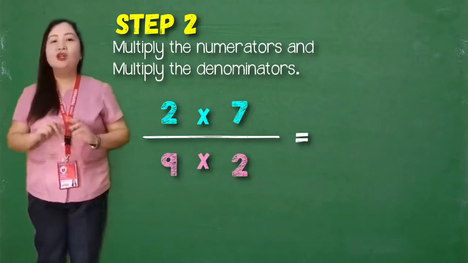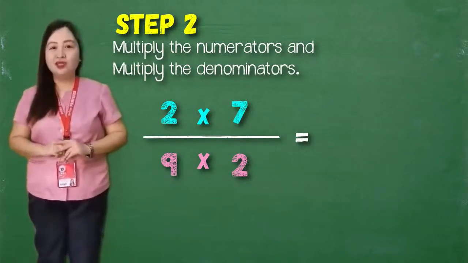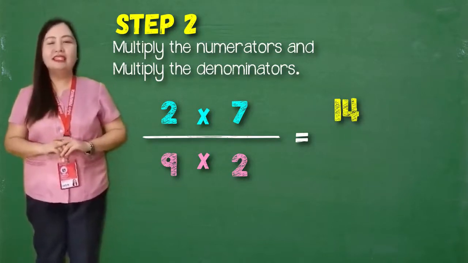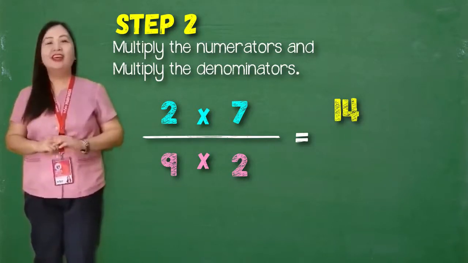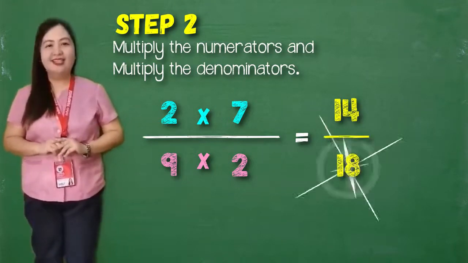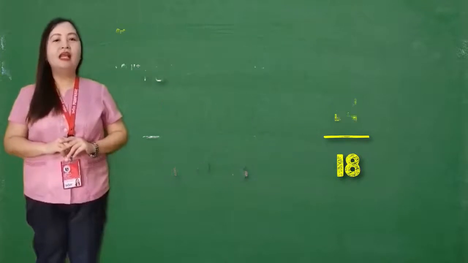What are they? 2 and 7. The answer is 14. And then, multiply the denominators. Correct? They are 9 and 2. The product is 18. Step 3.